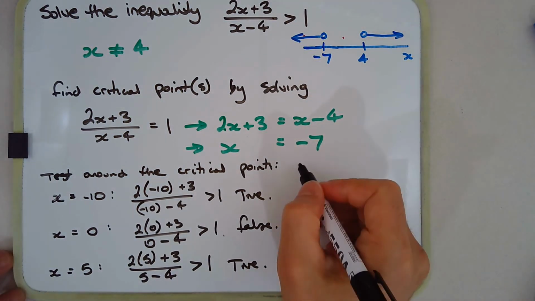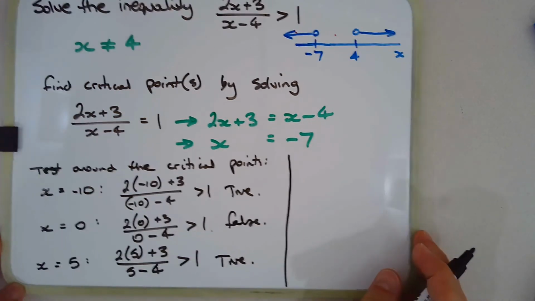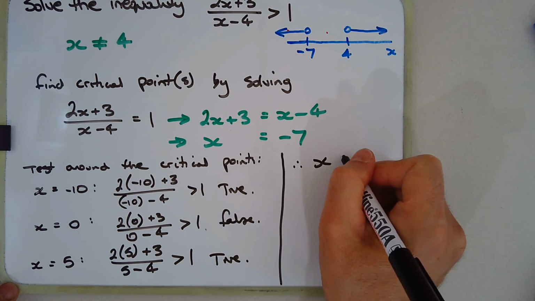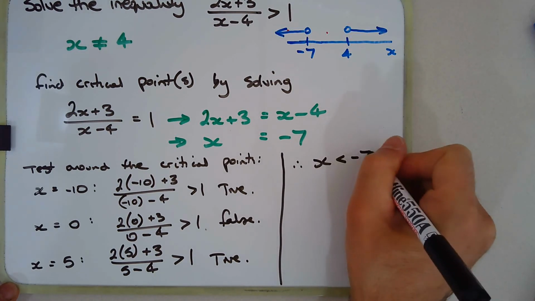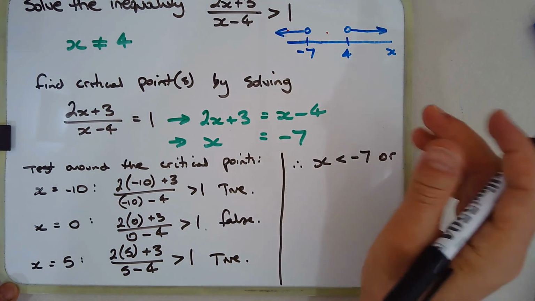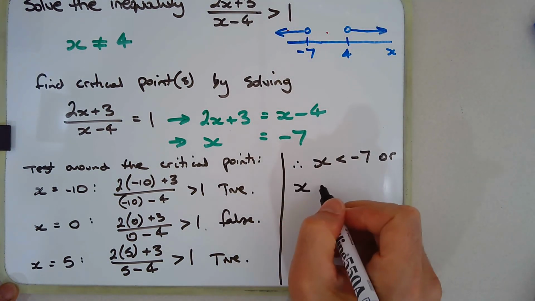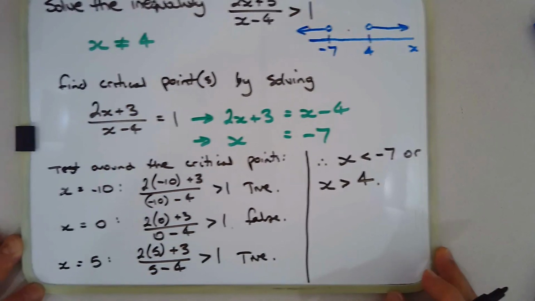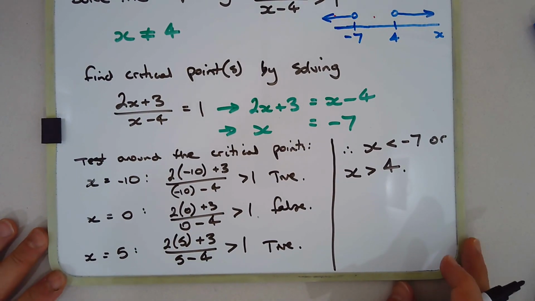So writing this up as a solution, therefore, x is or can be less than -7, or, do not use the word and. It's one or the other, can't have both. X greater than +4, and that's the method of critical points.